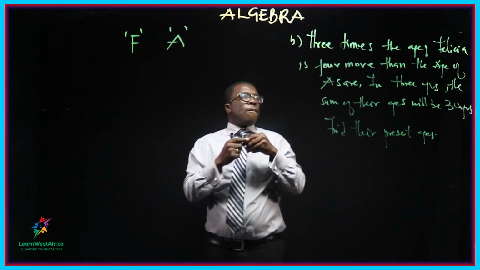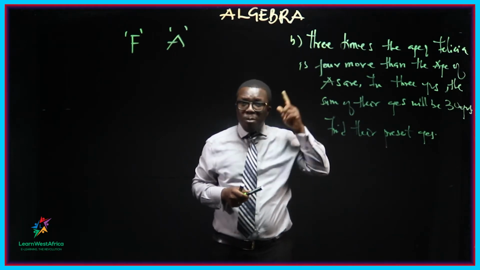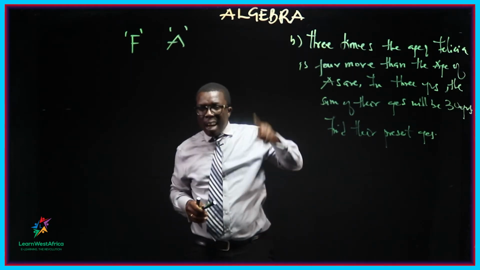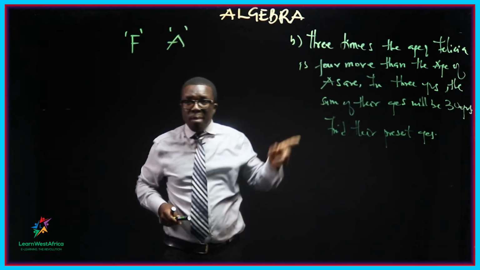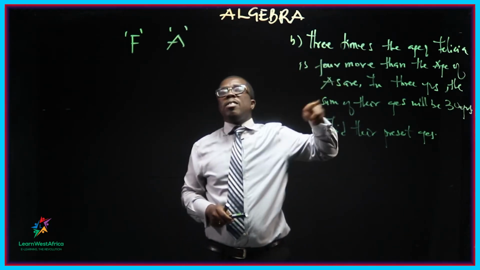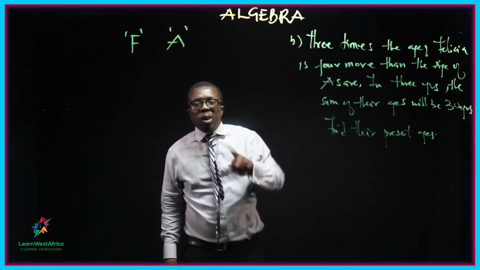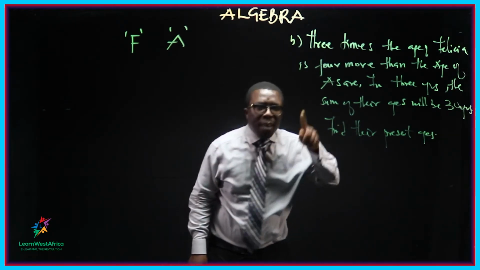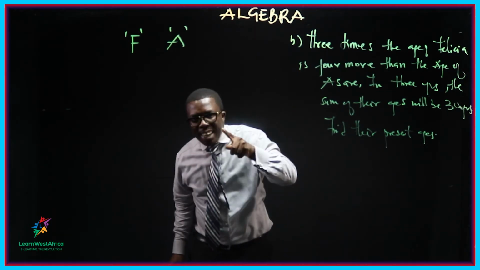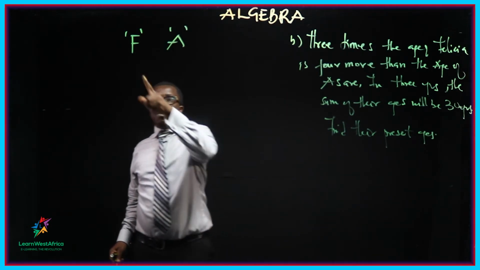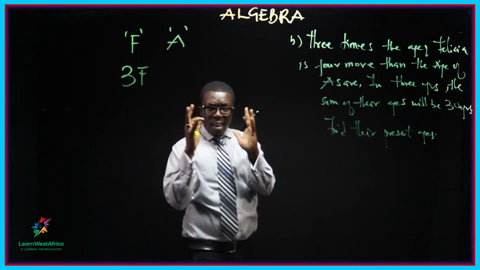Now, 3 times the age of Felicia. Anybody can say twice the age of Felicia; that means you take 2 and multiply Felicia's age, 2 times the age of Felicia. But the question says 3 times the age of Felicia, so you take 3 and multiply Felicia's age, which is F. Then you get 3F.